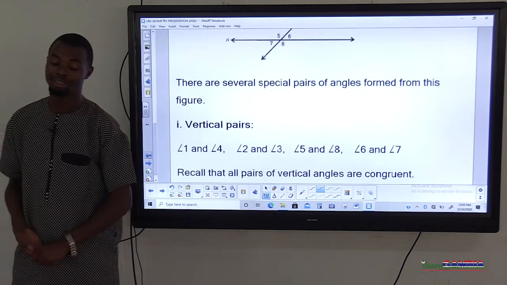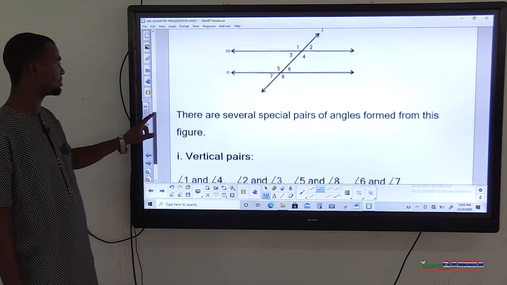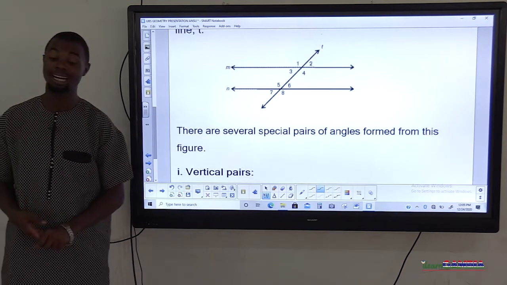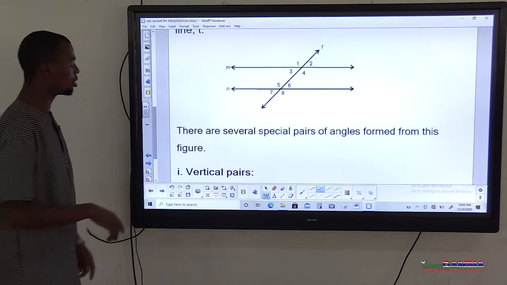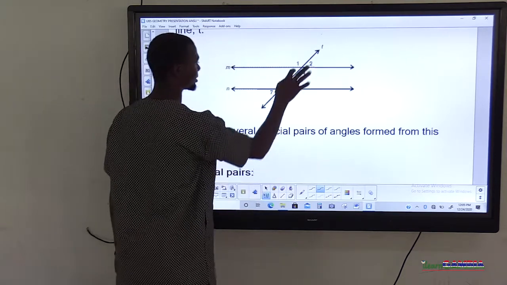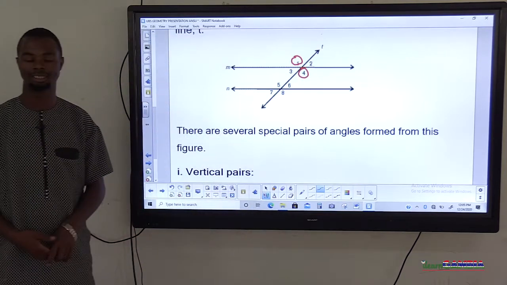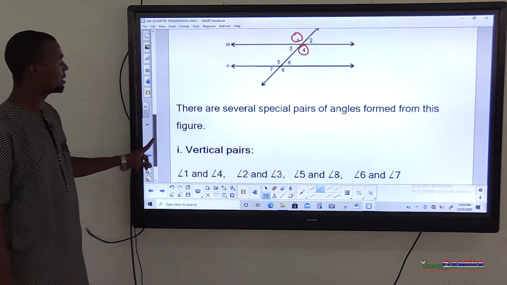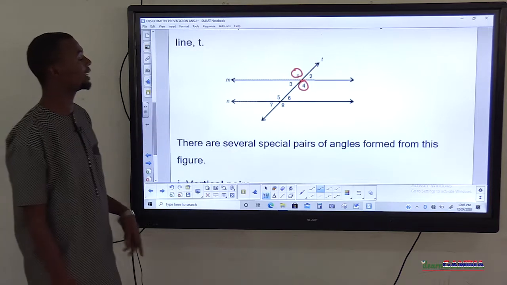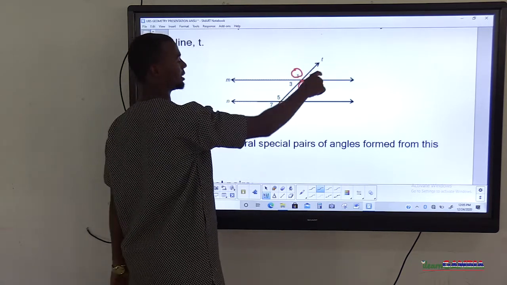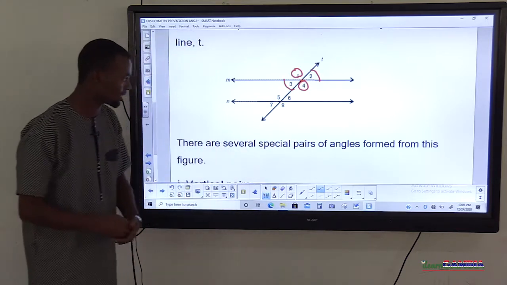We have vertical pairs, that is angle 1 and angle 4. Let's get the diagram again. Vertical pairs, look at them, angle 1 and angle 4. Angle 1 is here, that's angle 1 and angle 4. They are vertical pairs. And angle 2 and angle 3 are also vertical pairs. That's angle 2 and 3. They are also vertical pairs.